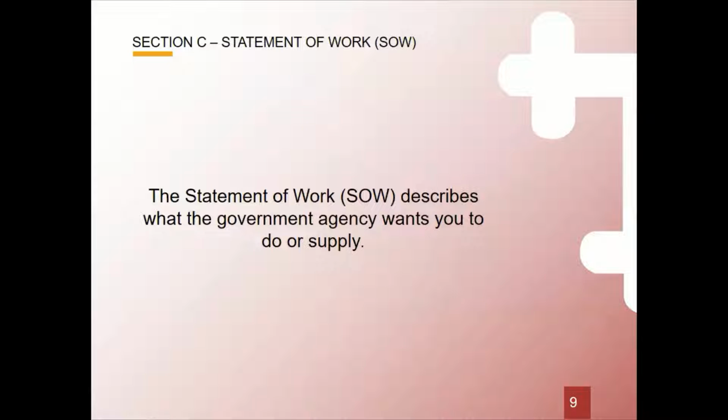Section C, as I stated, very, very important. It's your statement of work, and it describes what the government agency wants you to do or supply. So if you're looking at the statement of work and you don't have the necessary personnel to respond to the statement of work, then you know that you must decide not to bid.